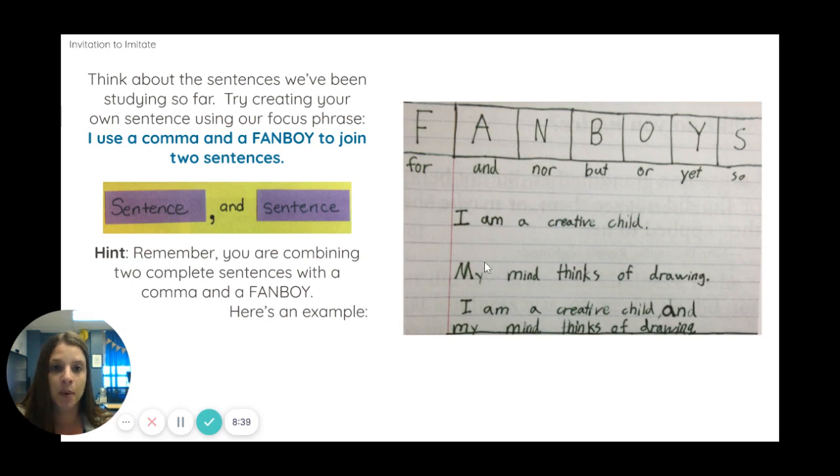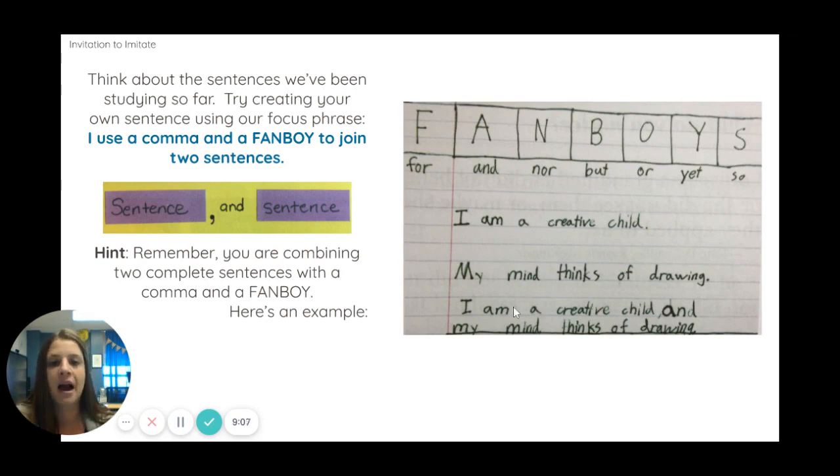So here's an example. The first sentence that my friend wrote said, I am a creative child. And then my friend also wrote, my mind thinks of drawing. So who or what is this about? I. And what is the verb? Am. In this sentence, who or what is it about? My mind. And what does my mind do? It thinks. So these are two complete sentences.